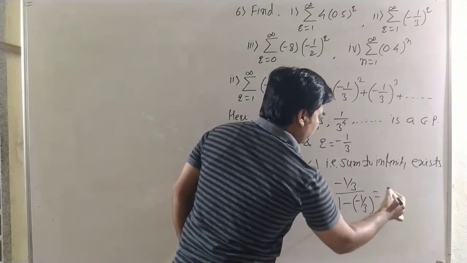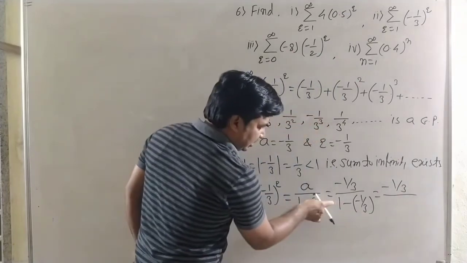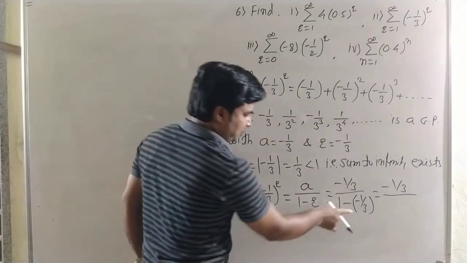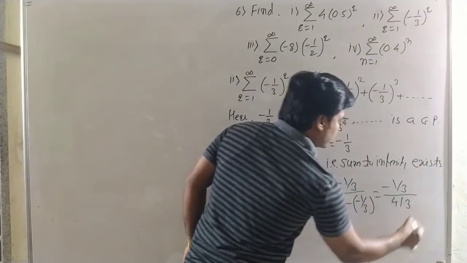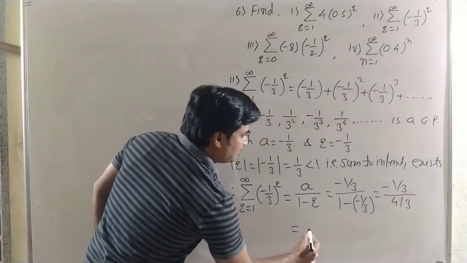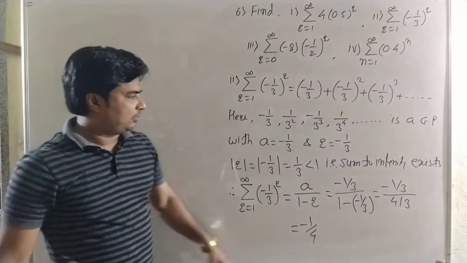Okay, now take the calculation. It is minus 1 by 3 upon, see carefully, it is a 3 and this minus minus plus. Therefore 3 plus 1, it is a 4 by 3. Okay, and therefore the sum is minus 1 by 4.